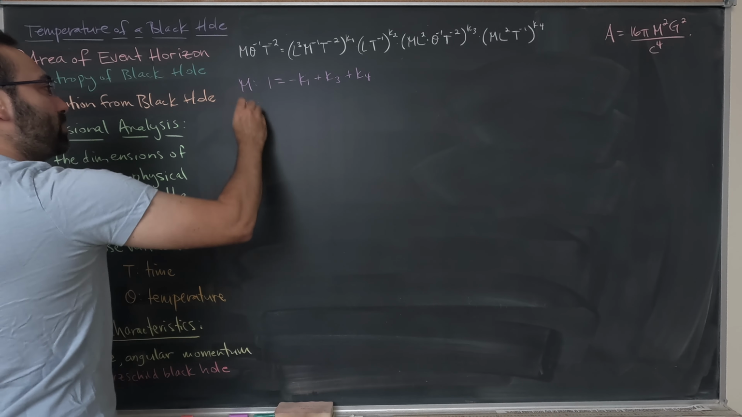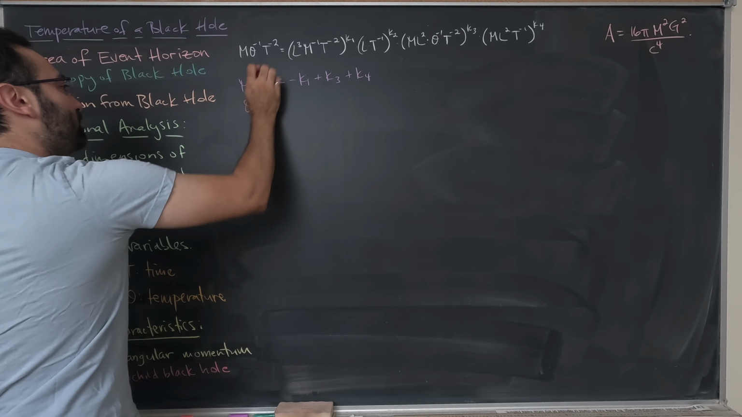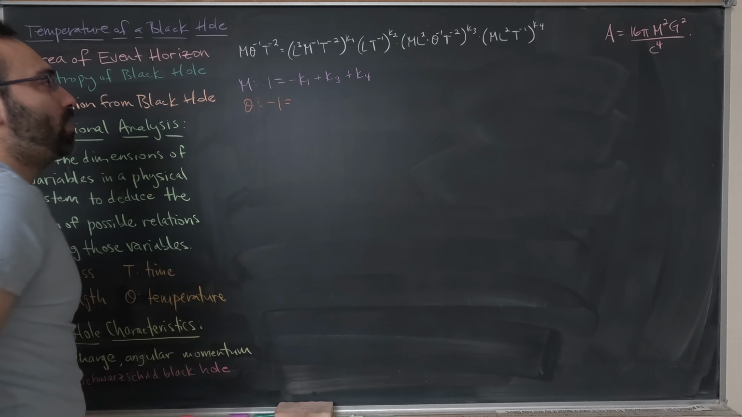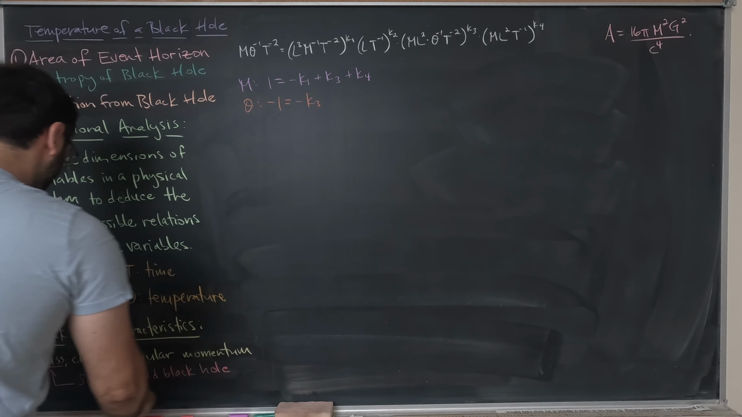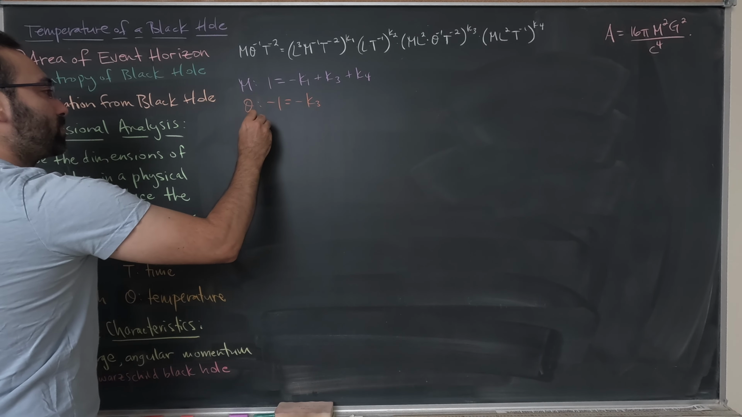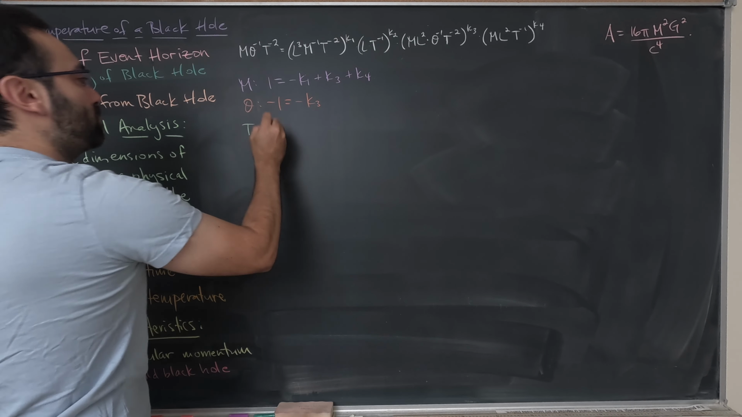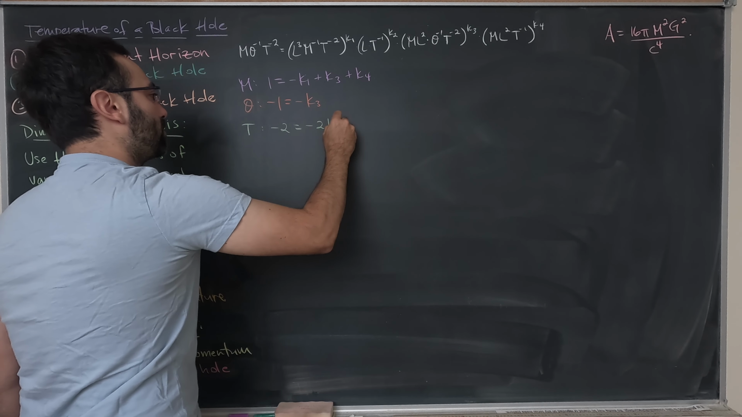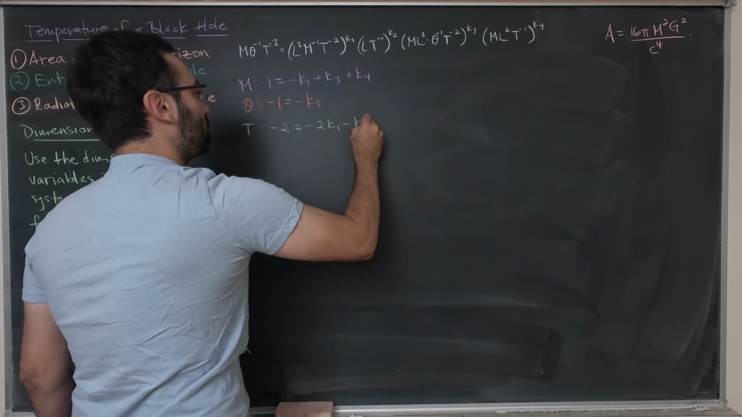On the left-hand side for theta, we have an exponent of negative 1. On the right-hand side, we have an exponent of negative K3. On the left-hand side, for t, time, we have an exponent of negative 2. And on the right, we have negative 2K1, negative K2, negative 2K3, and negative K4.